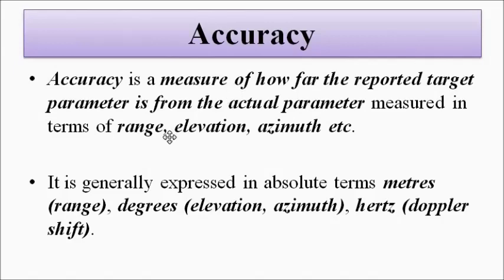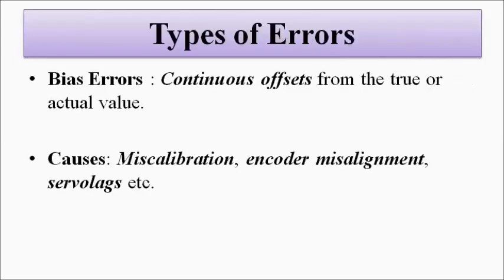So accuracy comes into play where there is a chance of error. Error and accuracy go hand in hand. The various types of errors that occur in radar measurements, first is bias errors. Bias errors are basically continuous offsets from the true value or the actual value. The measured value deviates from the true value by a certain fixed value. It may not occur all the time, but it has that value.